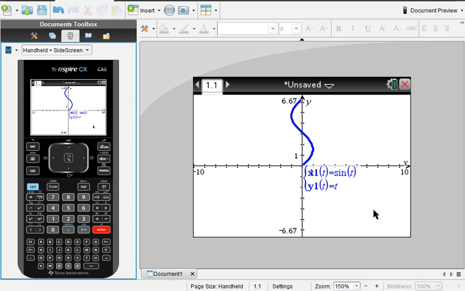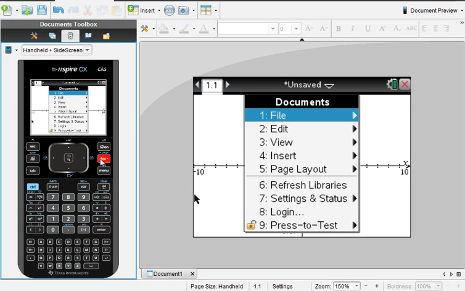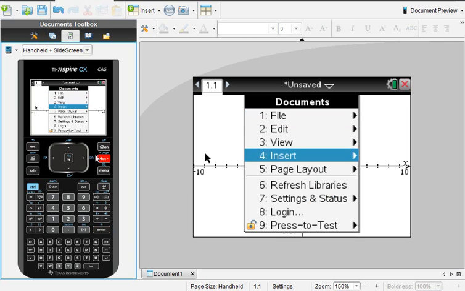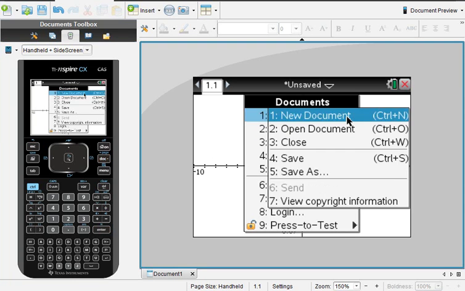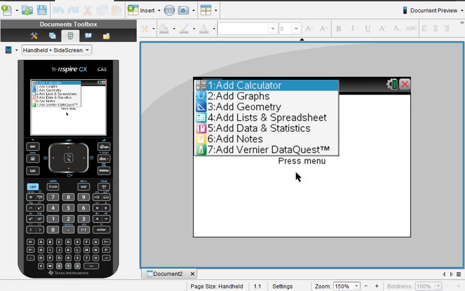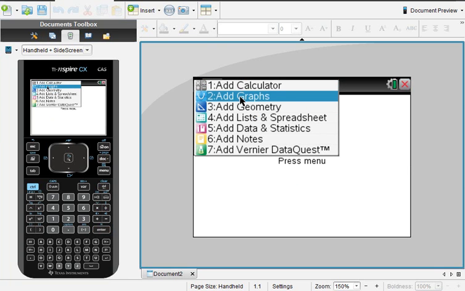Okay. So now let's do the 3D now. So go back to menu. No, we need a new document. I'm sorry. Let me escape of that. How do I do that again? Okay, here we go. No, I don't want to do that. I want that. Okay, new document again. I want you to add graphs.